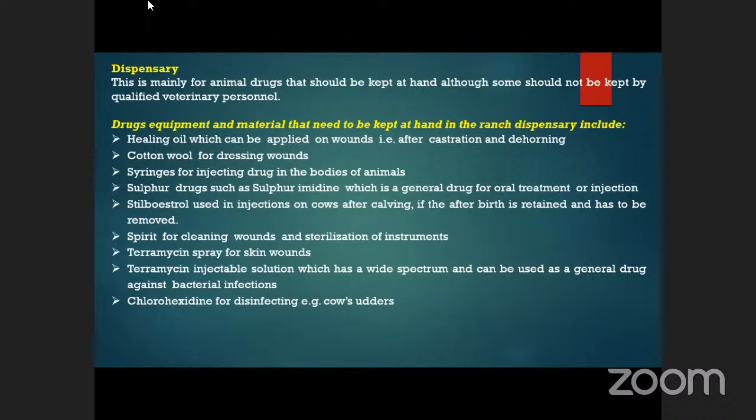A dispensary. This is mainly for animal drugs that should be kept by qualified veterinary personnel. If you don't have the knowledge of using these things, don't try, because you might end up taking Panadol and putting it in the animal's mouth. At the end of the day, you'll cause losses.